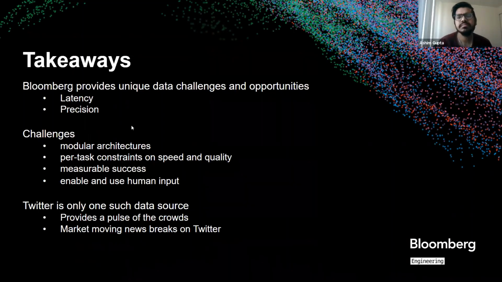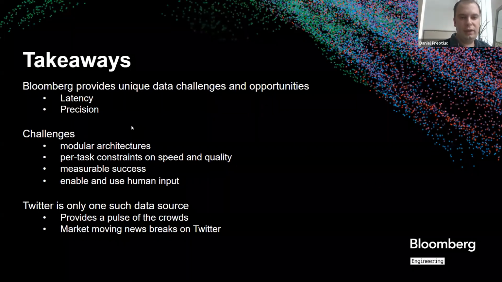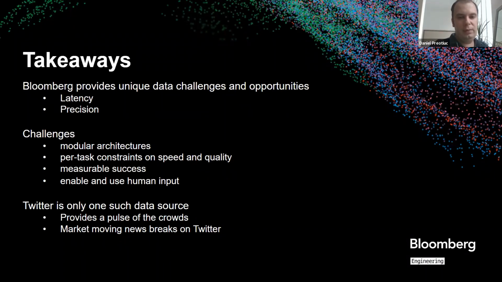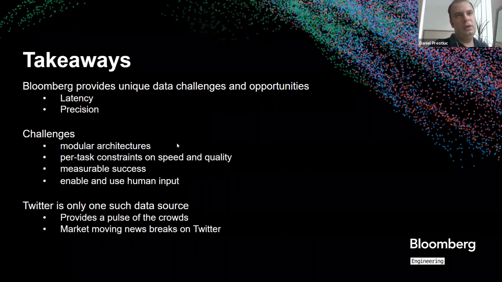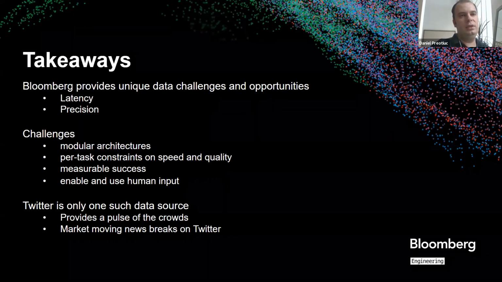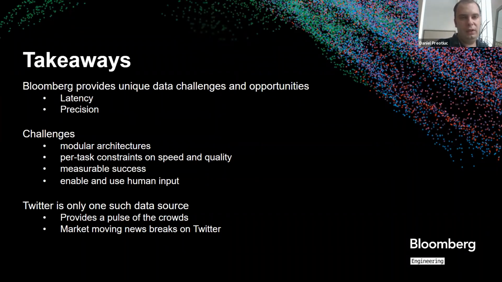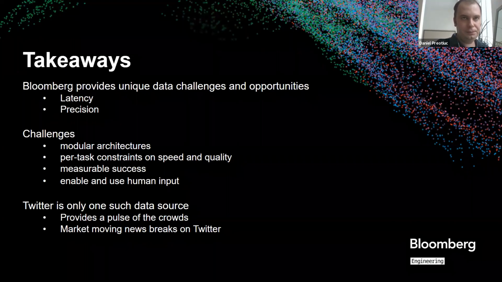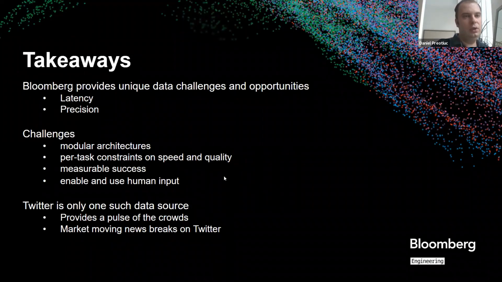The challenges that we face are usually around modular architecture. You saw a lot of different NLP components put together to form part of a larger path, or split into different paths to service different types of users. We usually have constraints on speed and quality for each individual task. And a big part of this, which I didn't really touch upon, is that a lot of these workflows feed into human workflows, or are fed as input to human workflows.